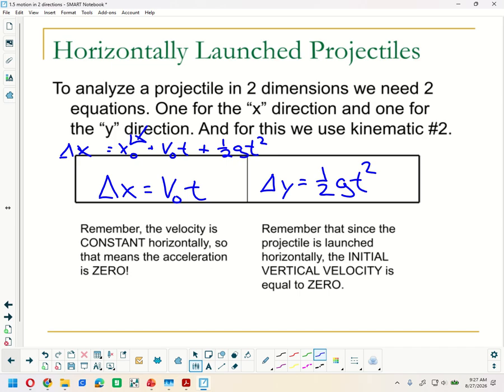All right, remember velocity is constant horizontally. So it means that the acceleration is going to be 0. So horizontally, 0 acceleration, so it's going to be constant, stays the same. Remember that since the projectile is launched horizontally, initial vertical velocity is equal to 0. So I'm going to have 0 for my initial first part. And it's the only part that's being acted upon is the y direction. So do we have these down? Because I'm going to need to actually use this for the next problem.